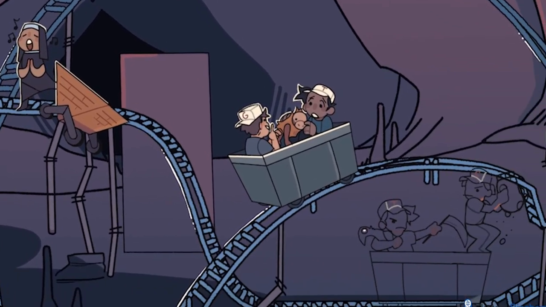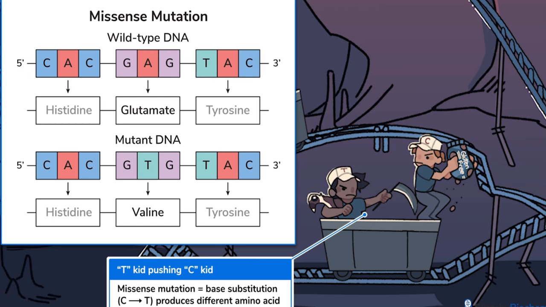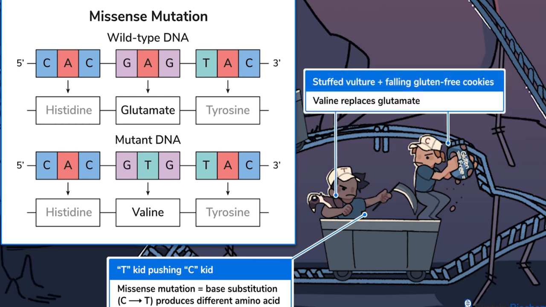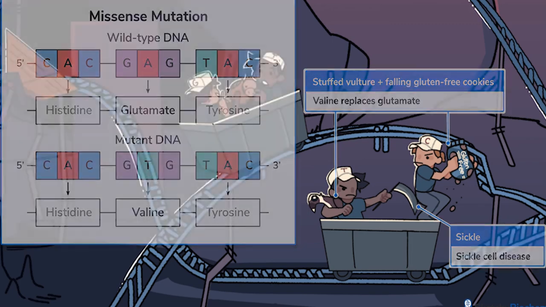Okay, next is the missense mutation. Here, a base substitution produces a different amino acid, and therefore a different protein. An example of a missense mutation is sickle cell disease, represented by the sickle, of course. In sickle cell disease, valine replaces glutamate in the beta hemoglobin gene, leading to sickled RBCs.